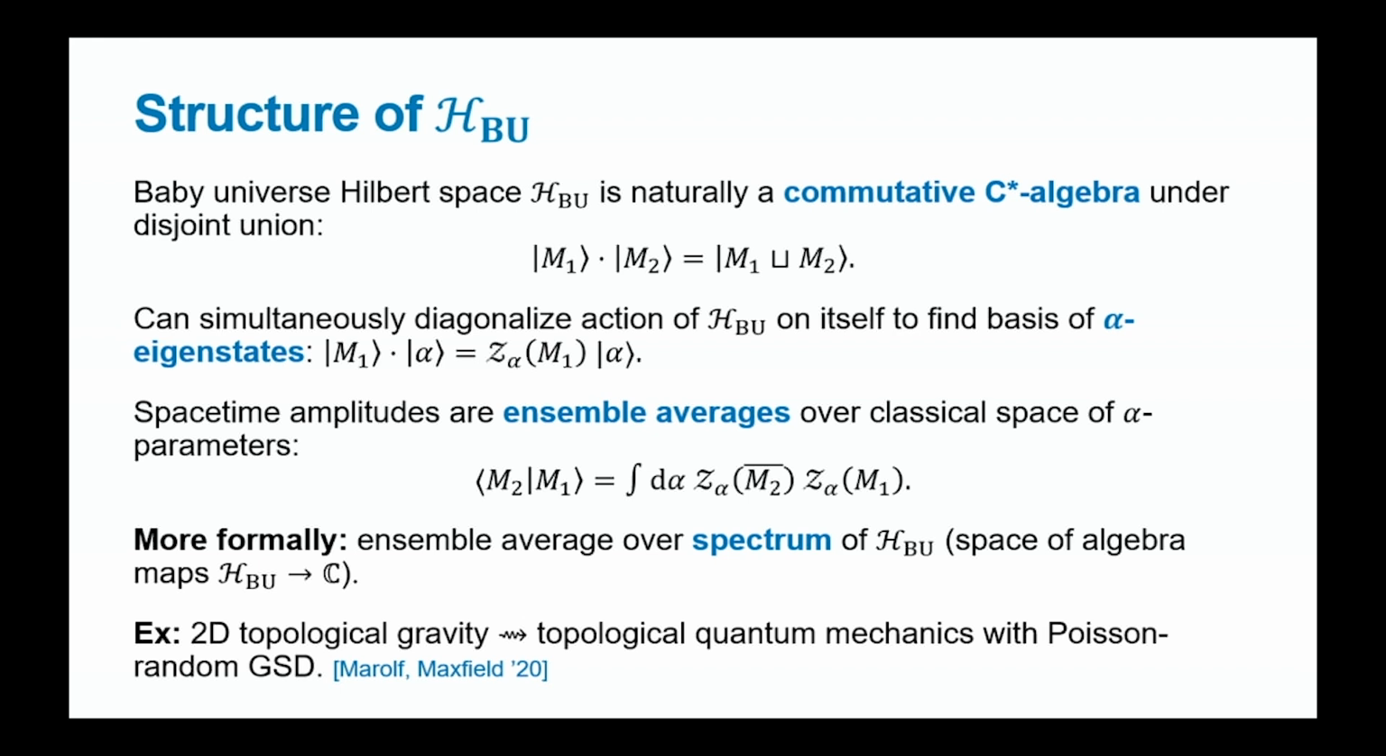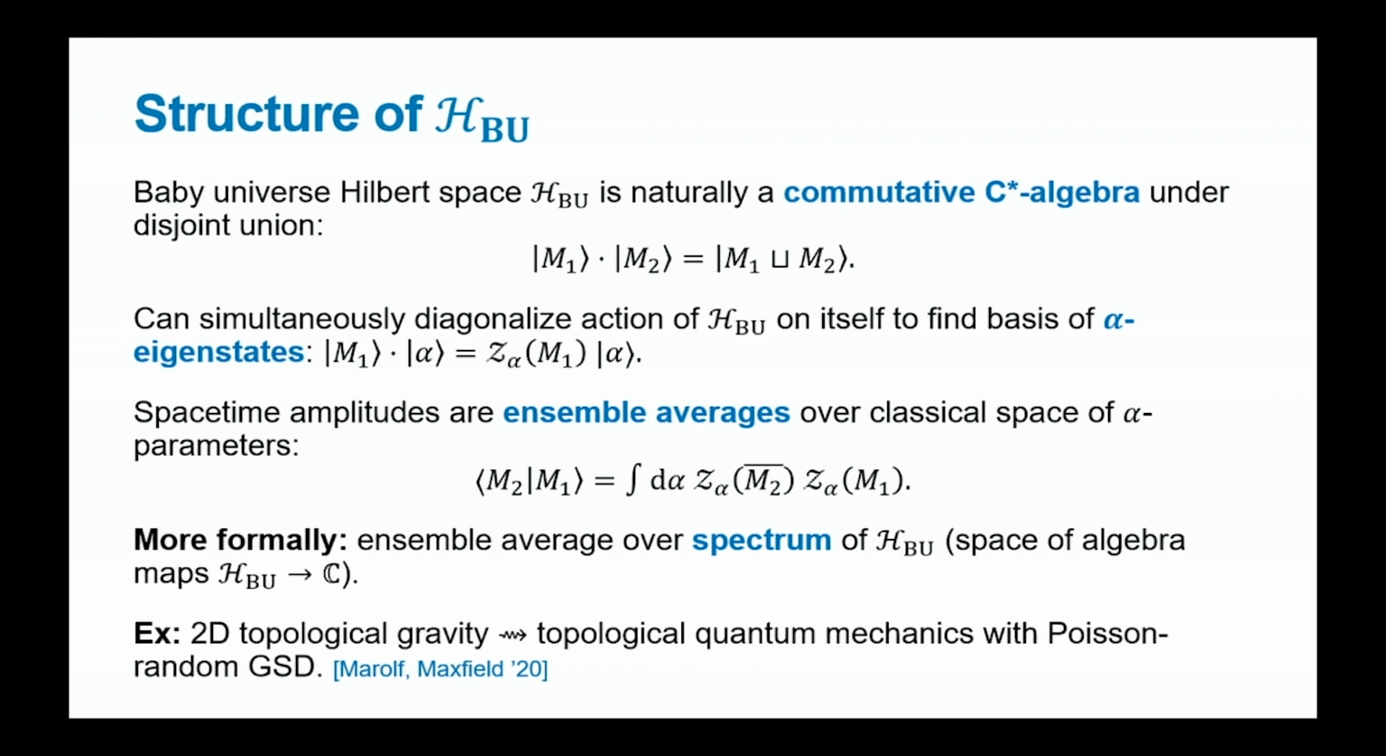What happens if you insert a complete basis of alpha eigenstates inside of a space-time amplitude, you find that the space-time amplitude does not factorize as a product of dual, say, CFT, if we're in AdS/CFT, a product of boundary partition functions, but an ensemble average of a product of partition functions. This is just what happens if we insert a complete basis of alpha eigenstates.